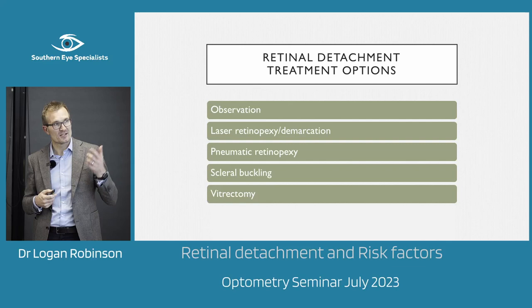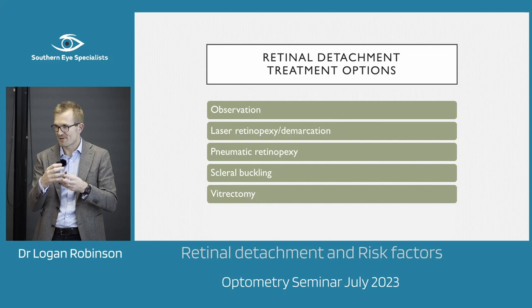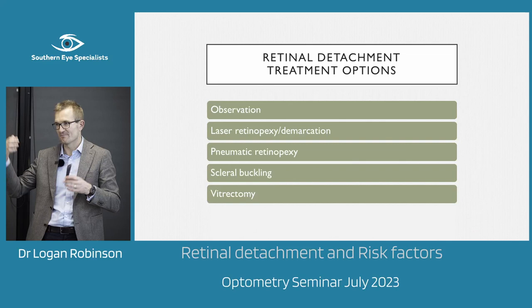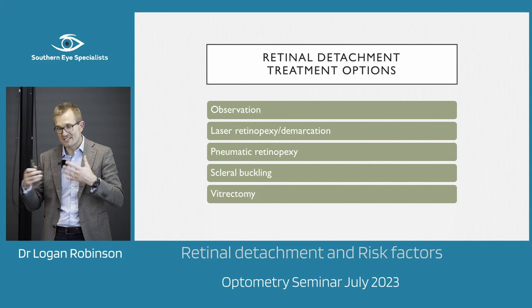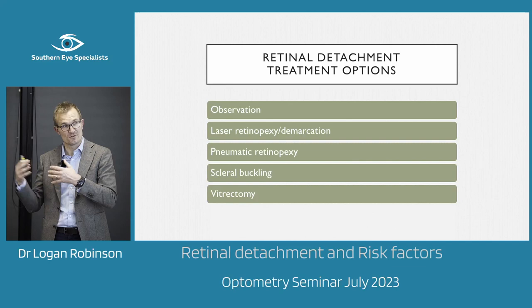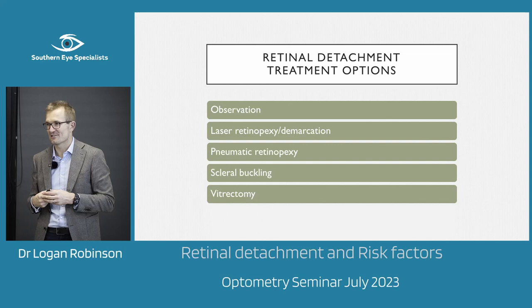Observation might seem a bit strange, but again, that fellow Norman Bayer who I talked about followed people with reasonably large myopic detachments, so not just a hole with two disc diameters of fluid around it, but like a quadrant of detachment. He followed about 20 of these people for years, and only one or two of them progressed enough to decide on treatment. So we tend to jump quite quickly to treating those, and probably still would in most patients, but observation is certainly an option if the patient was particularly risk averse in terms of treatment, or if they were older and treatment was going to be more difficult. But for most patients with retinal detachment, some treatment is generally required.